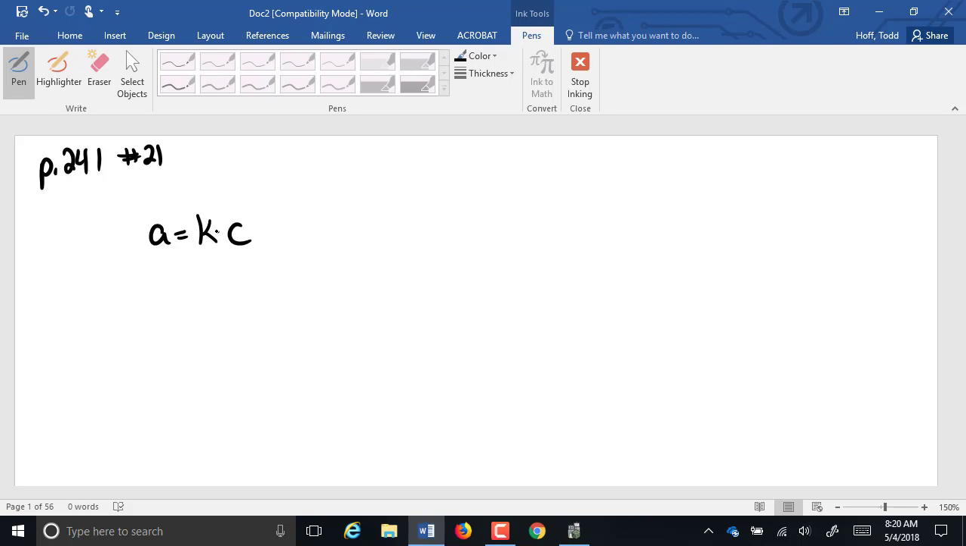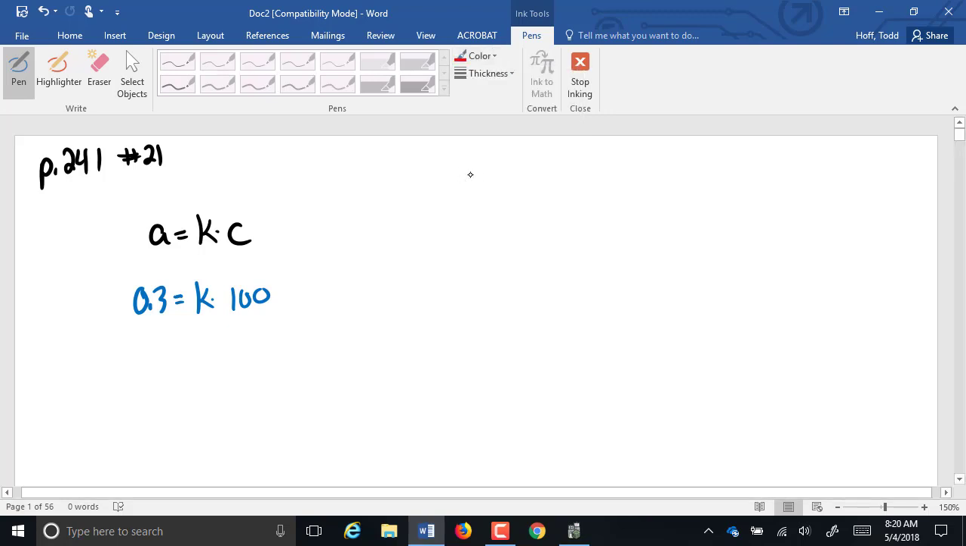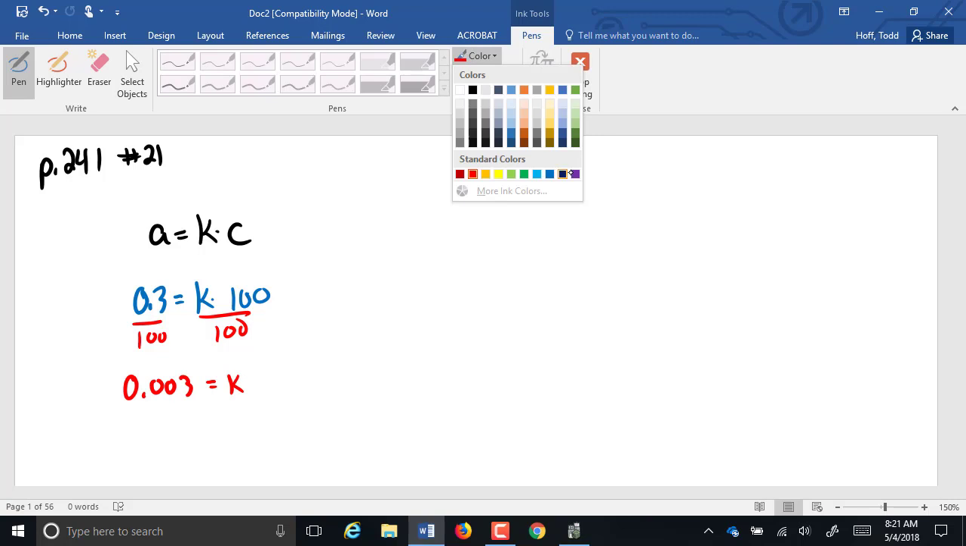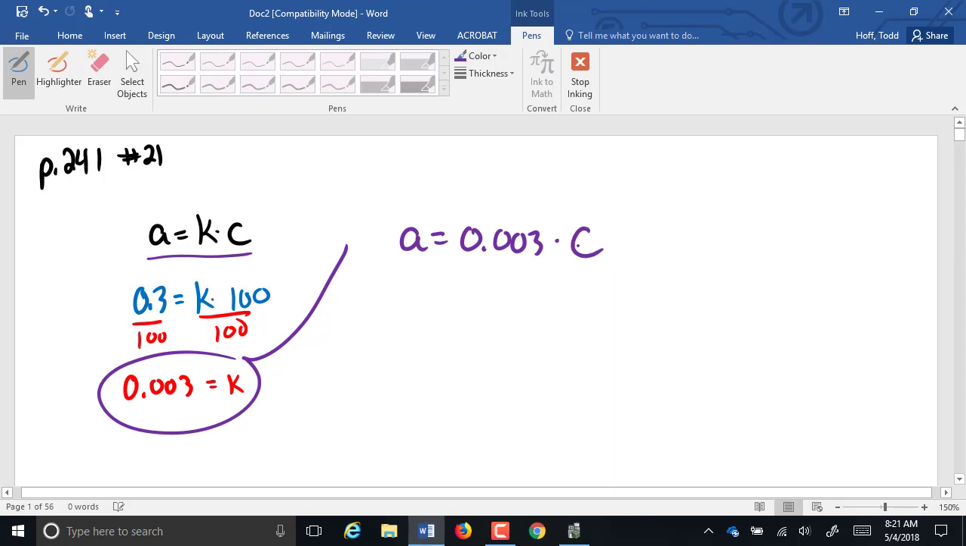The absorbency is, and that's why I used A and C, it tells me the absorbency is 0.3. I know that has to go in for A for absorbency, when the concentration is 100. So now I solve for that constant. I'm going to divide by 100, which gives me K equals 0.003. So the absorbency equals 0.003 times the concentration.